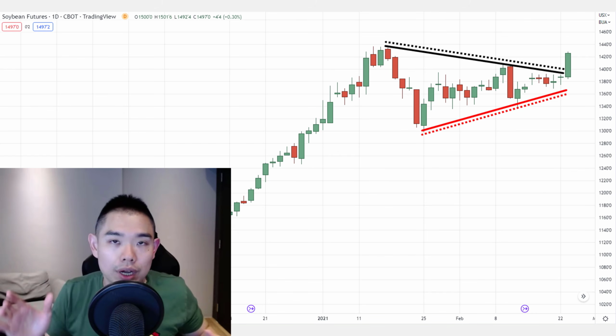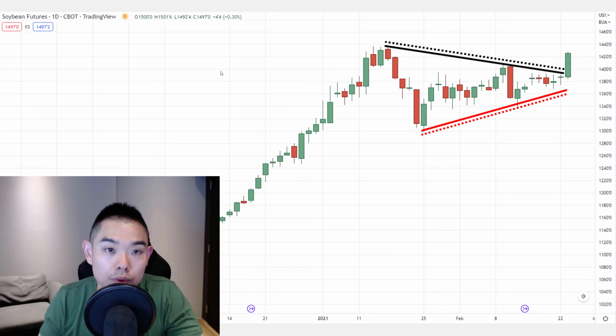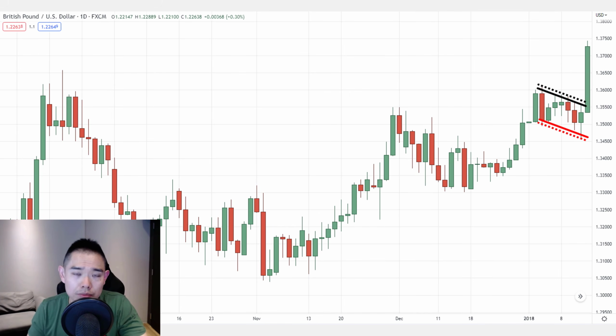Now, another variation of the bullish pennant is what we call a bull flag pattern. It's similar to the bull pennant. The story behind it is similar. The only difference is the price action, the way it unfolds, is a bit different.